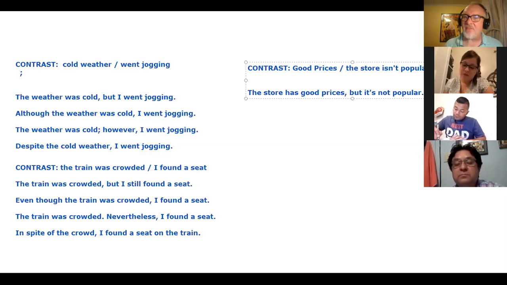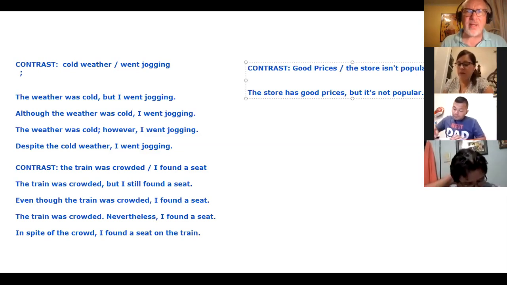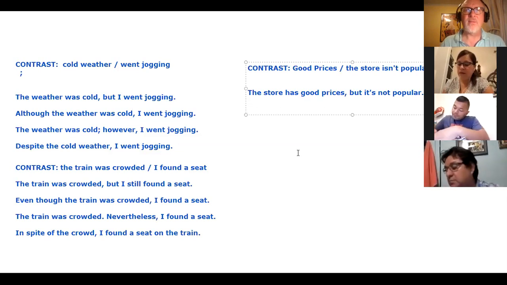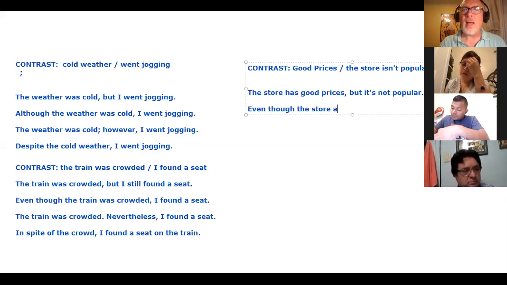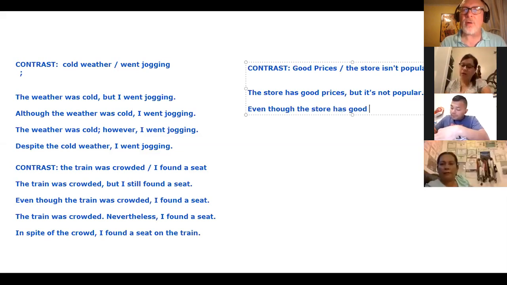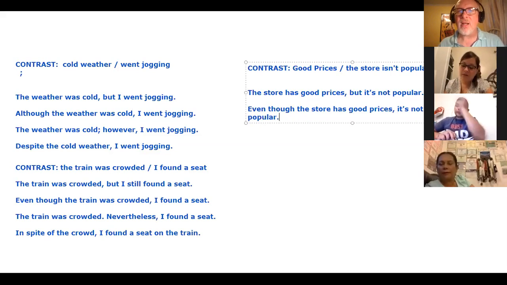We have a fact and a surprise. The store has good prices, but it's not popular. How about even though? Even though the store has good prices, it's not popular.